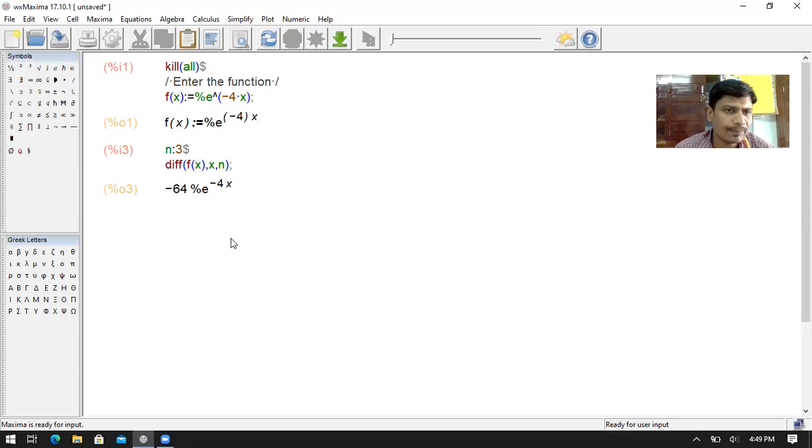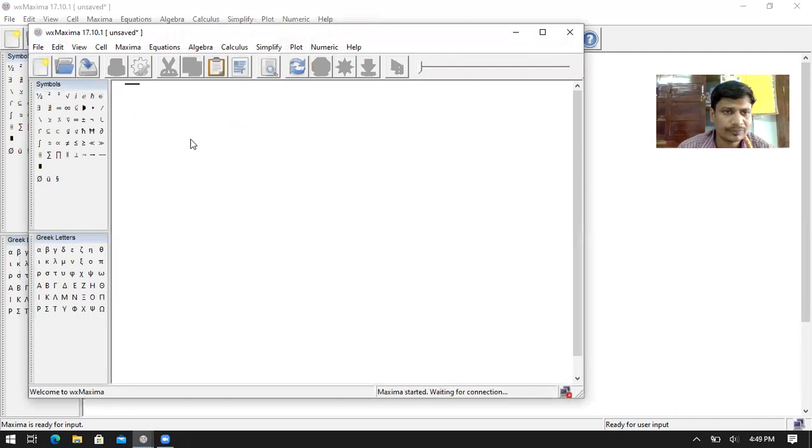Next, go to the second example: find the nth derivative of sinh squared 5x. We already went over this theoretically. I take a new page. First you take the header file, that is kill all, then the dollar symbol. After that, press the enter key. Then enter the function, the same as before.